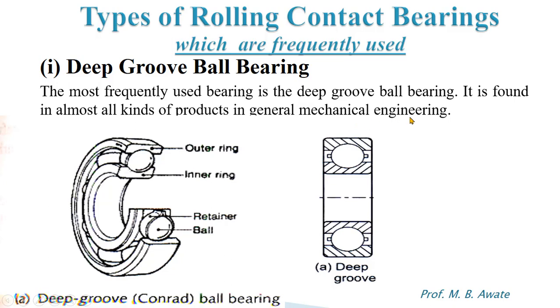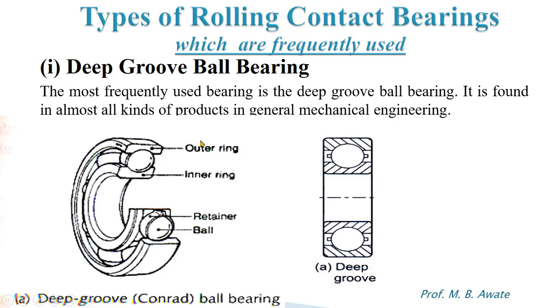in general mechanical engineering. So this type of bearing is most frequently used, and we have already seen the terminology of the bearing in my last lecture. So inner race, outer race, or inner ring, outer ring, rolling elements, balls, and these rolling elements are to be kept at equal distance. That's why a cage or retainer is used.